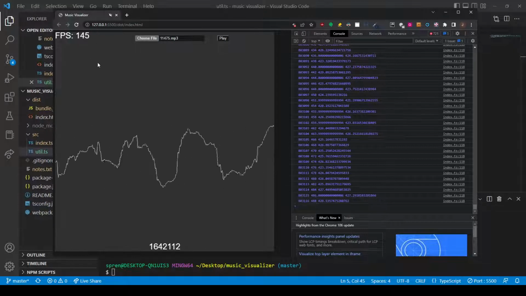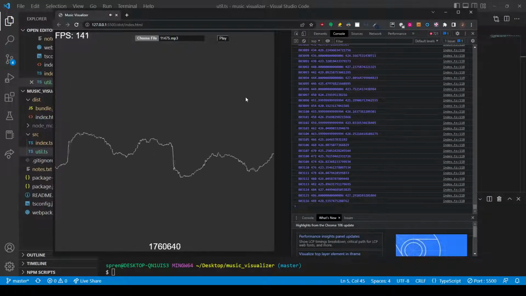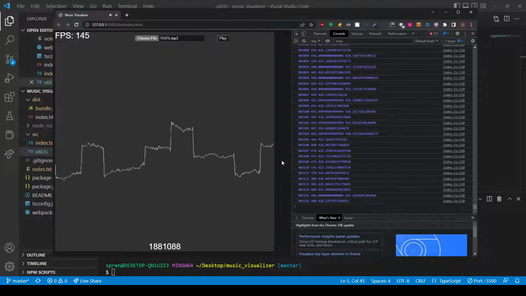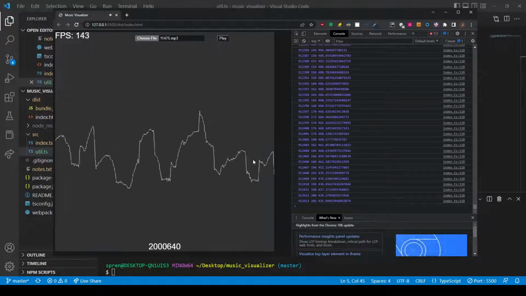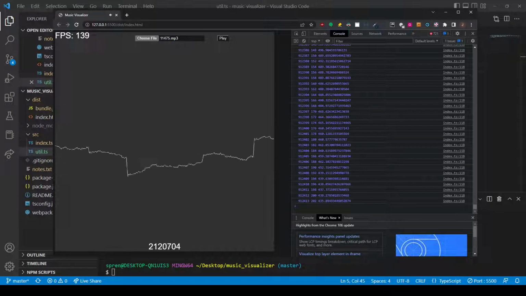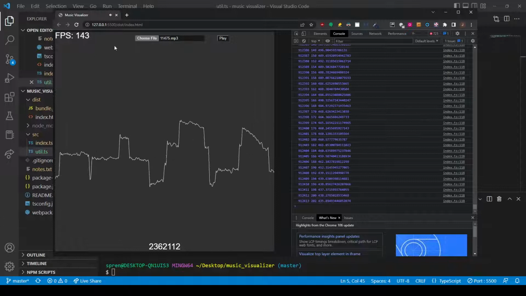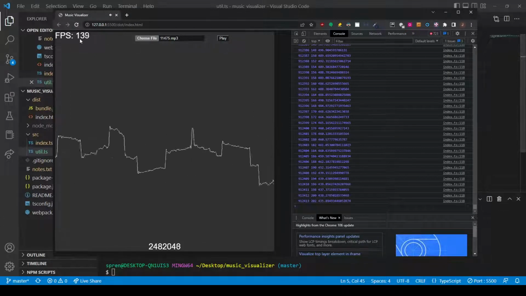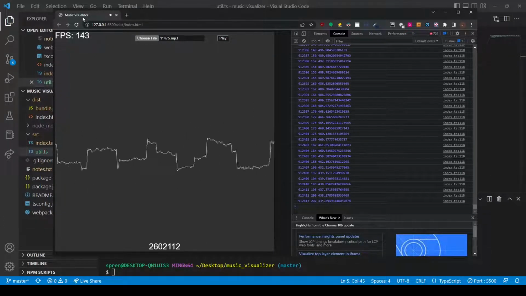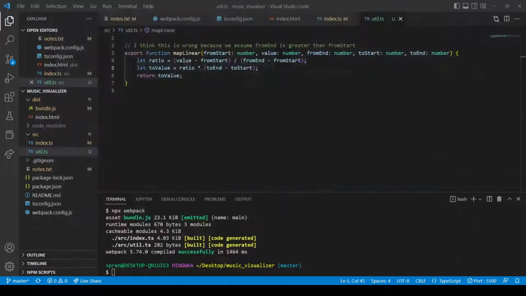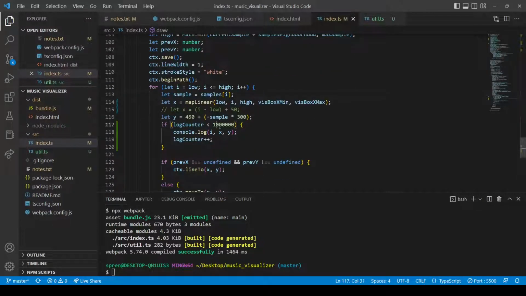Here we go. Yay! We made it display larger because we have a non-broken map linear function now. We're very happy about this. Alright, you've had your fun. I'll probably need this again.